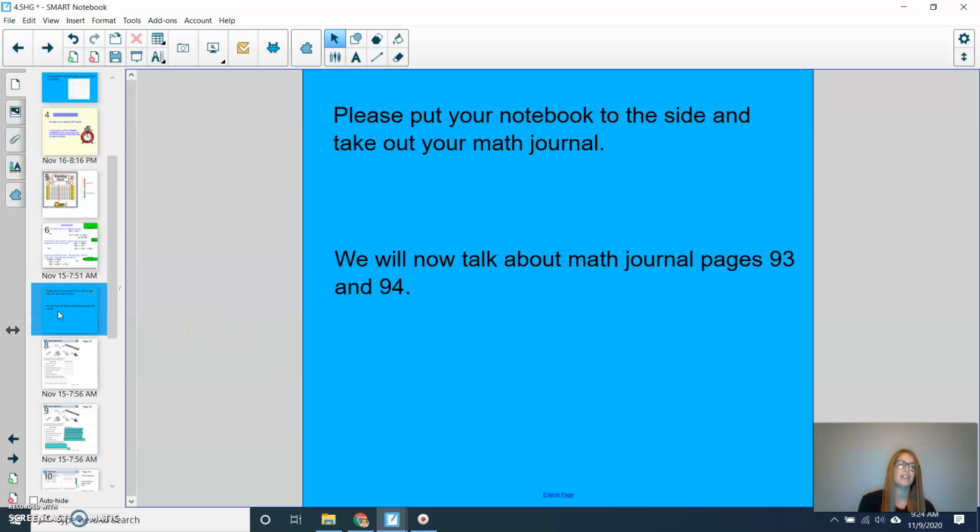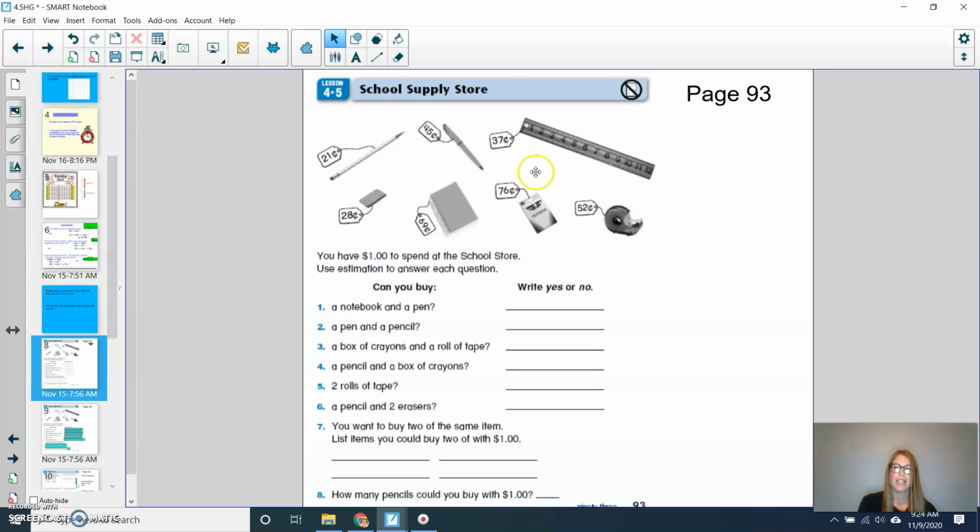So now second graders, let's use what we practiced and open up our math journal to page 93. On page 93, you can see the school supply store with the different items and how much they cost. You have $1 to spend at the school supply store. Use estimation to answer each question. Looking at the first part, can you buy a notebook and a pen? On the line, you're writing yes or no.